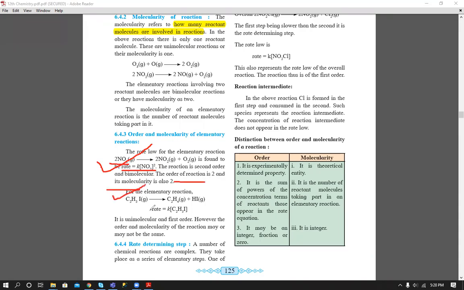And for the elementary reaction, the rate depends on the concentration of C2H5I. So here the power is 1, so order is 1. And the number of reactant molecules involved is also 1. So that's why it is unimolecular and first order. The above reaction is second order and bimolecular. So all these we have studied are elementary reactions, or reactions which occur in only one step. No need to write the reaction in 2 steps. Okay, so let's move ahead.